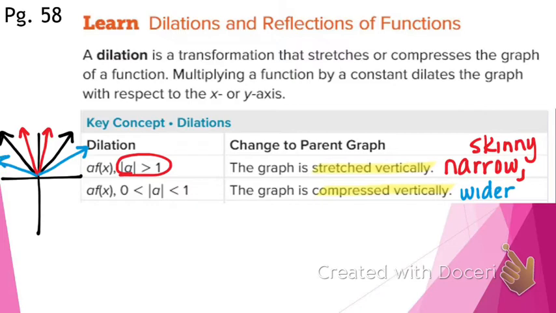So do you see I have 3 different graphs? The black graph represents the parent. The red graph is an example of what it might look like if it gets narrower or it stretches. And the blue graph is if it compresses or gets wider. All right, so let's look at example 3.